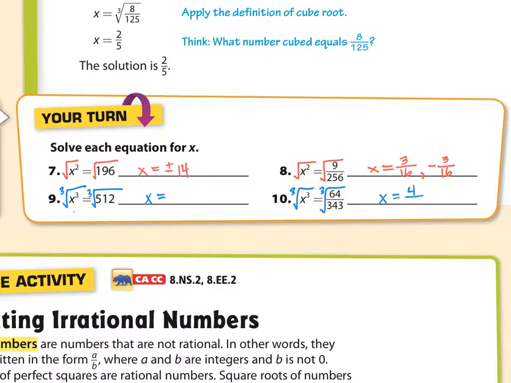And the cube root of 343 is, I need to also figure out that one, is 7. So the answer to number 10 is x equals 4 over 7. The answer to number 9 is actually 8, because 8 times 8 times 8 will give you 512.